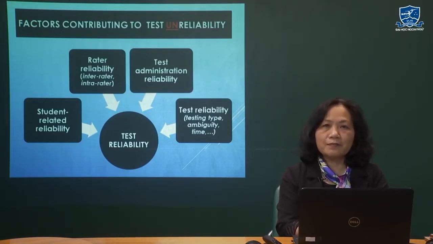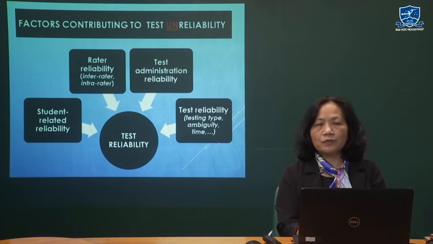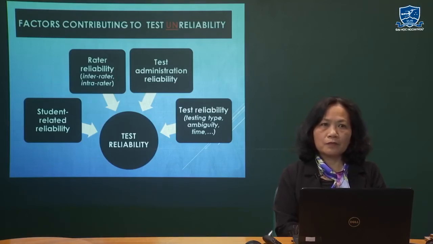The next factor that may interfere with test reliability is administration. If the test is administered in good conditions the first time, but the second time it is administered in a room where there's a lot of noise, or a small room that is stuffy and hot, for example, then the results might be different. So we can say that test administration may lower the reliability of a test in that way.